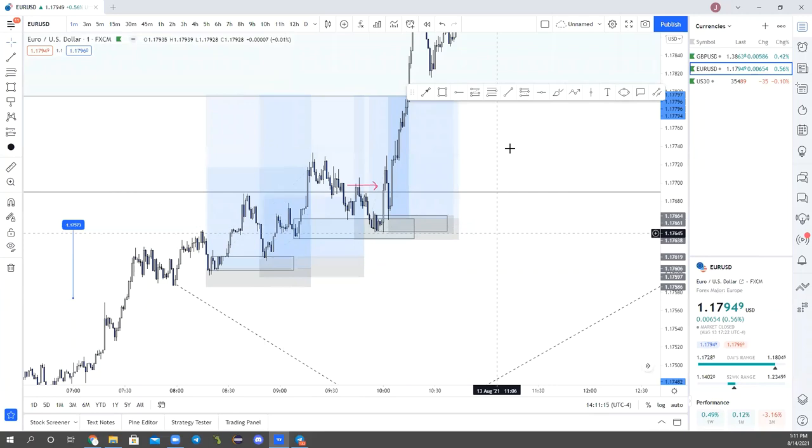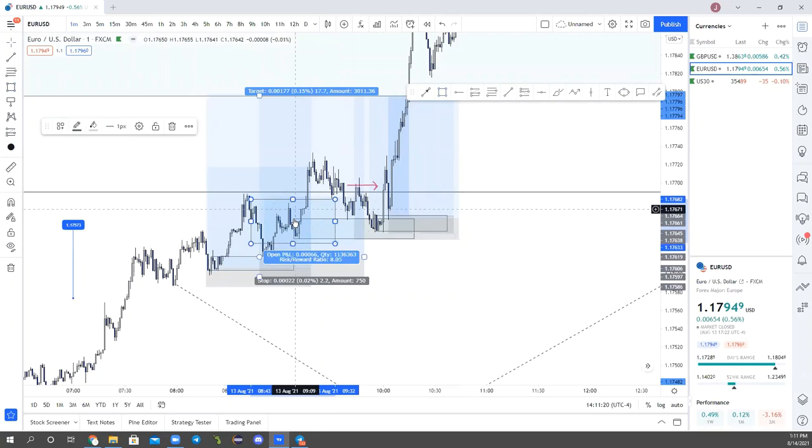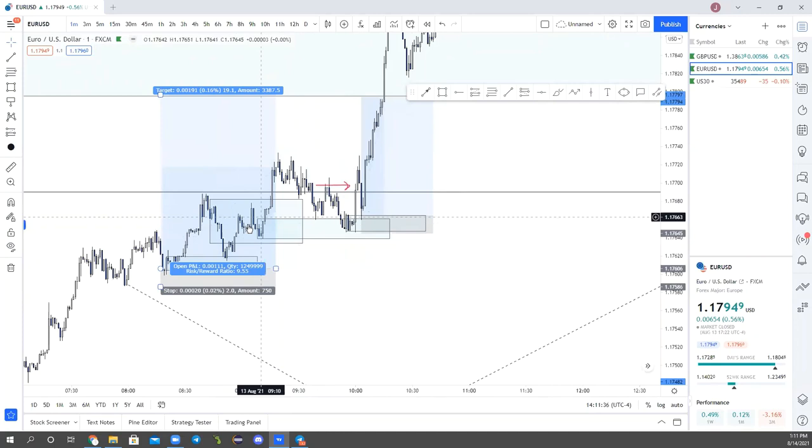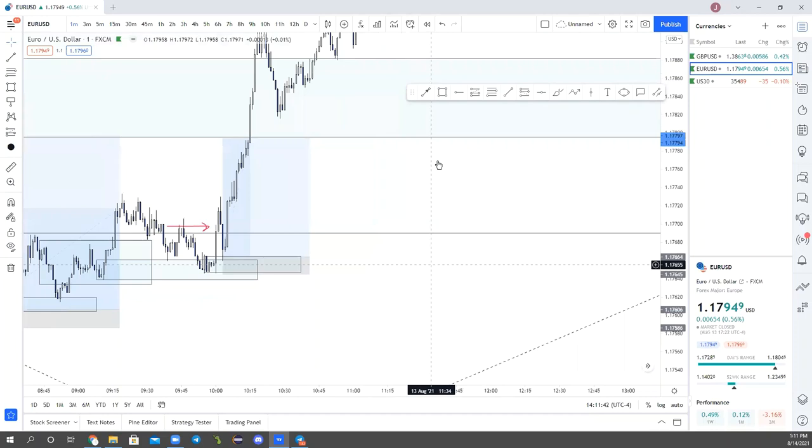Think of everything in a cause and effect relationship. This is the move, or the demand, that actually caused this new high to be created. It wasn't this. This demand caused this push, but the actual BOS occurred from the demand right here. So that's why it tested this, not all the way down here. But you can see demand, BOS, test. Demand, BOS, test. It just happens over and over and over.